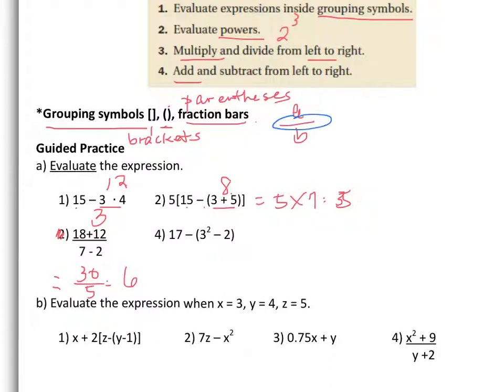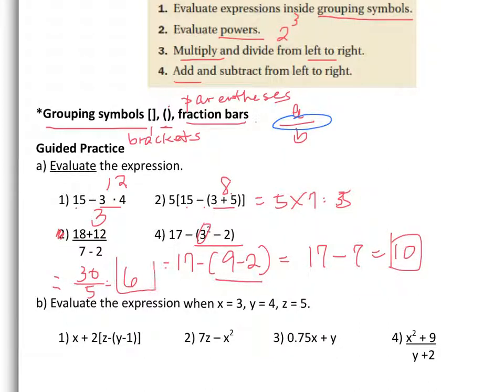And here, again, we need to evaluate everything inside the parentheses. But first we need to evaluate the power. So that's 9. Here we have 17 minus 9 minus 2. Again, we need to first finish this. 9 minus 2 will give you 7. And that will give you 10. I'm going to circle all the answers, box.